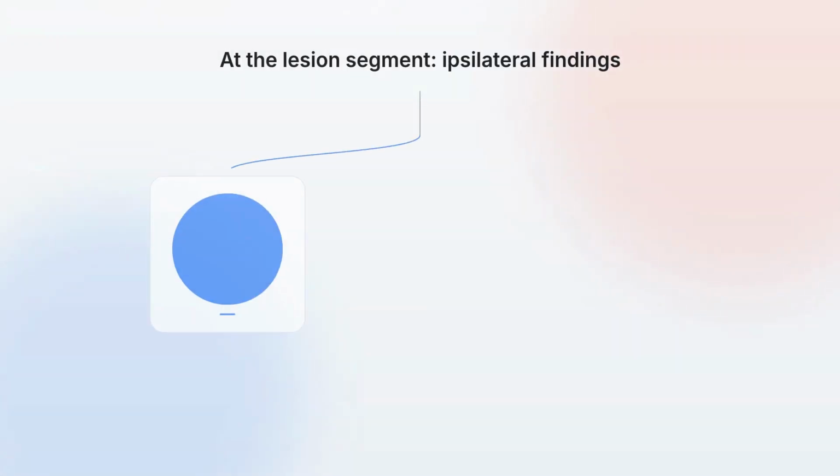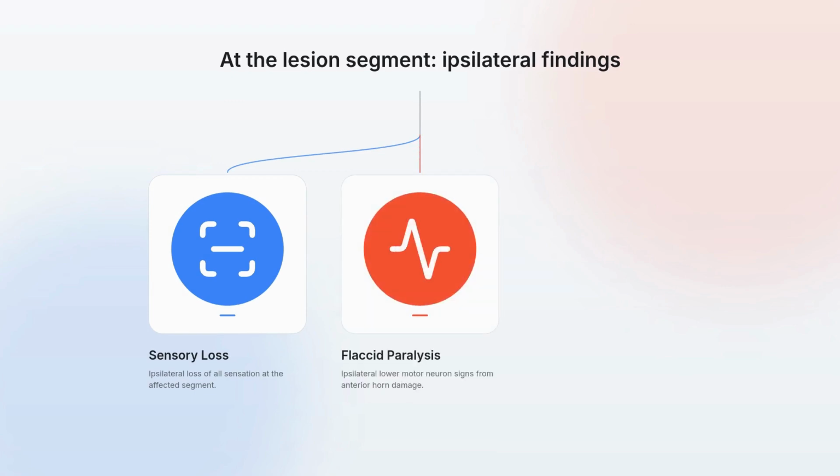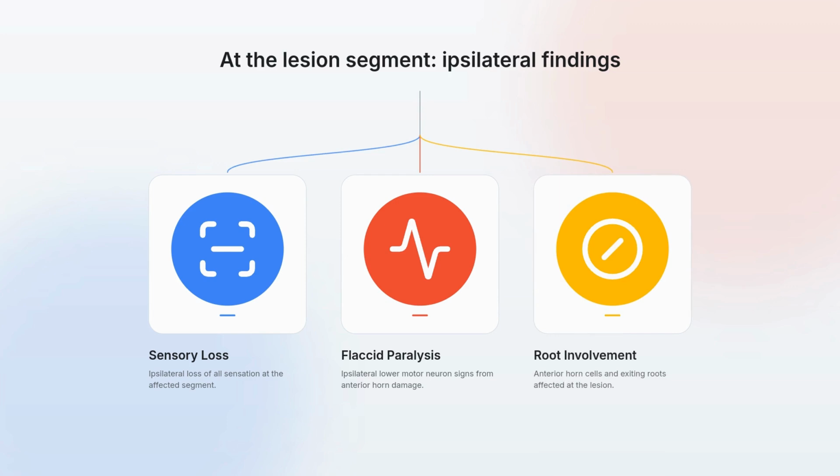So at that segment, you can see ipsilateral loss of all sensation and ipsilateral lower motor neuron findings like flaccid paralysis, because the anterior horn cells or exiting roots are affected at the lesion.